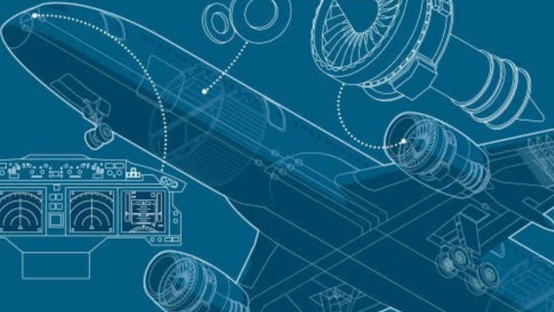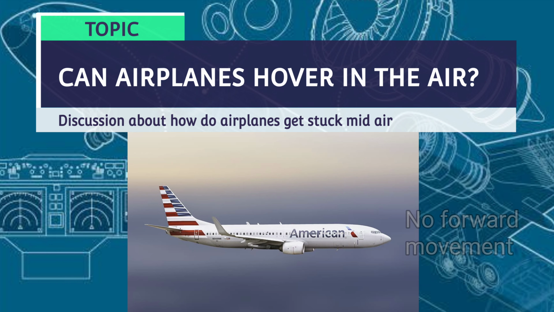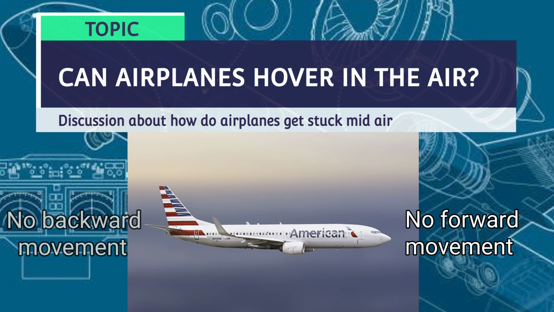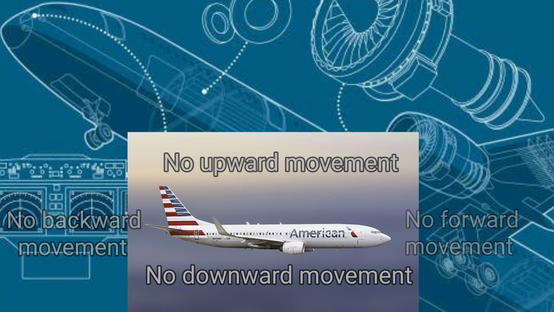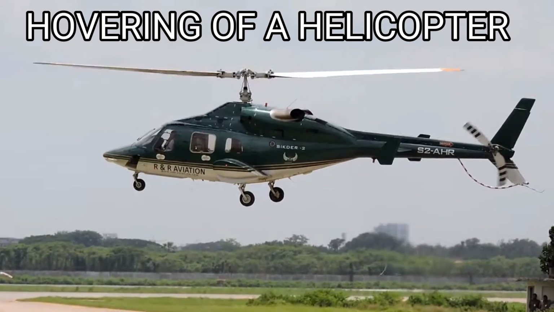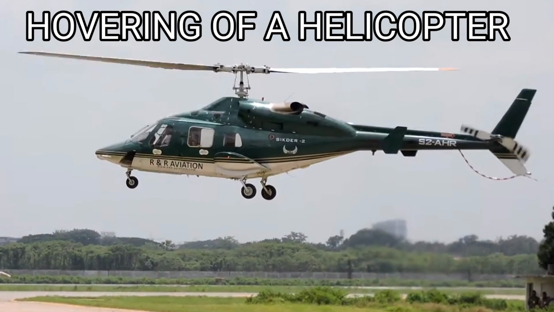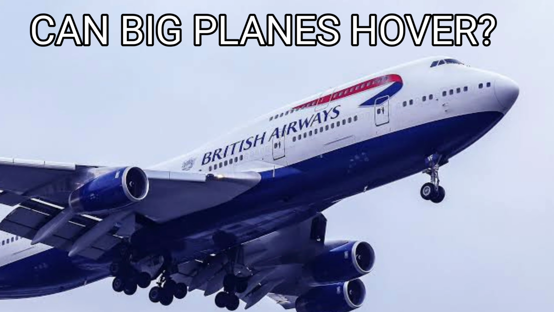Hello and welcome. Today's video is about: can an airplane hover in the air? That is, it doesn't move forward, doesn't even move backward, neither upward nor downward, staying in the same place still in the air. You may have seen this phenomenon in helicopters. This is how a helicopter hovers. But our question is, can a passenger aircraft stay in the same place in mid-air, which seems to be impossible?